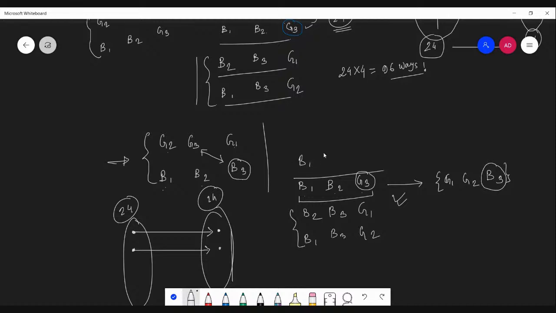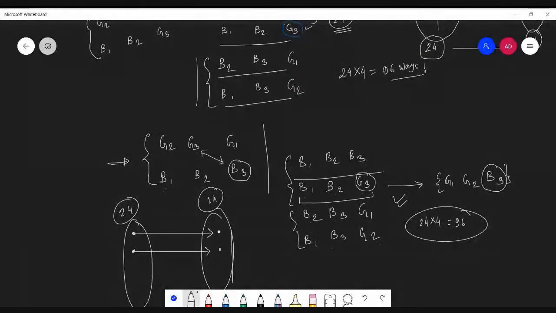One case is B1, B2 and B3. The second case is B1, B2, G3, then B2, B3, G1, and B1, G3, G2. So it is actually four cases, and each of these cases gives me the answer 24. So totally 24 into 4, that is equal to 96. Some people have confusion about this, so that's the thing.